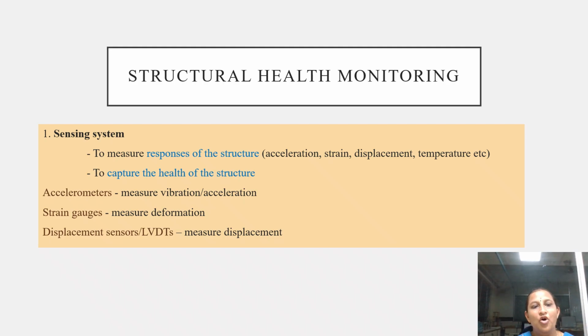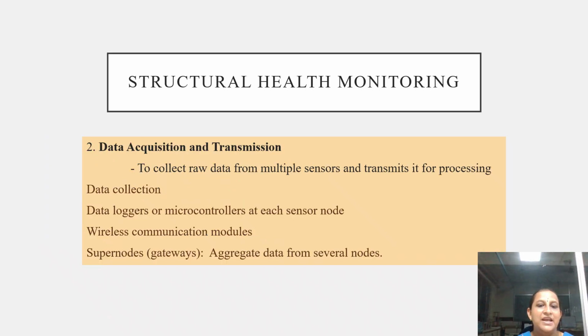After finding all the required data, the second step includes data acquisition and transmission systems. In order to collect raw data from multiple sensors and transmit it for processing, we need to have a data acquisition and transmission system. This involves data collection from the sensors, which can be done through data loggers or microcontrollers provided at each sensor node. Wireless communication modules can also be used.